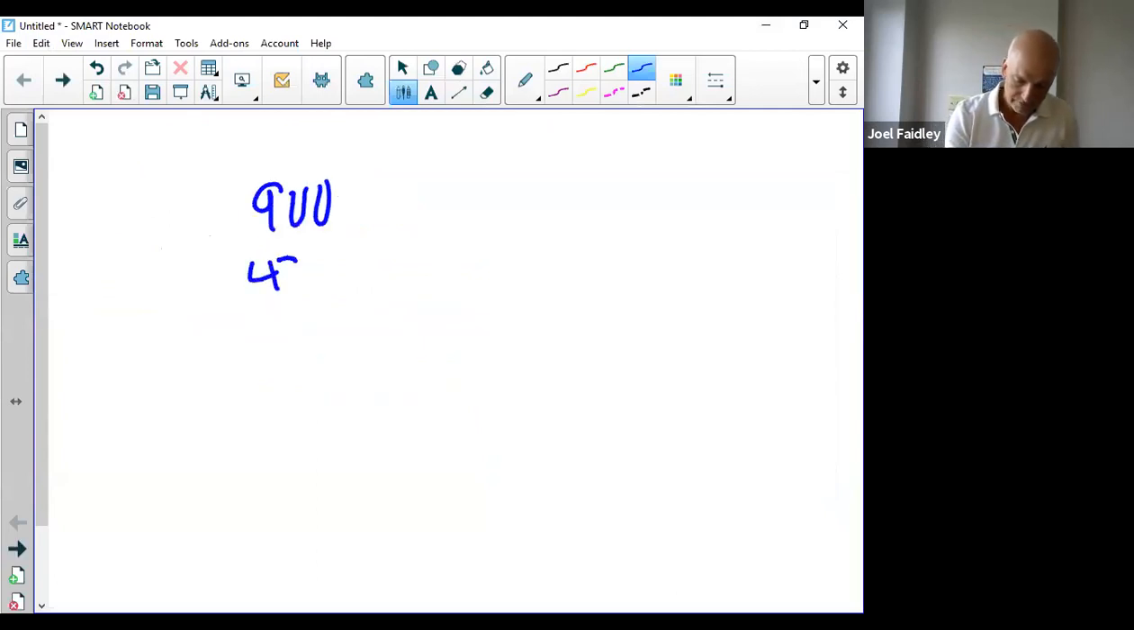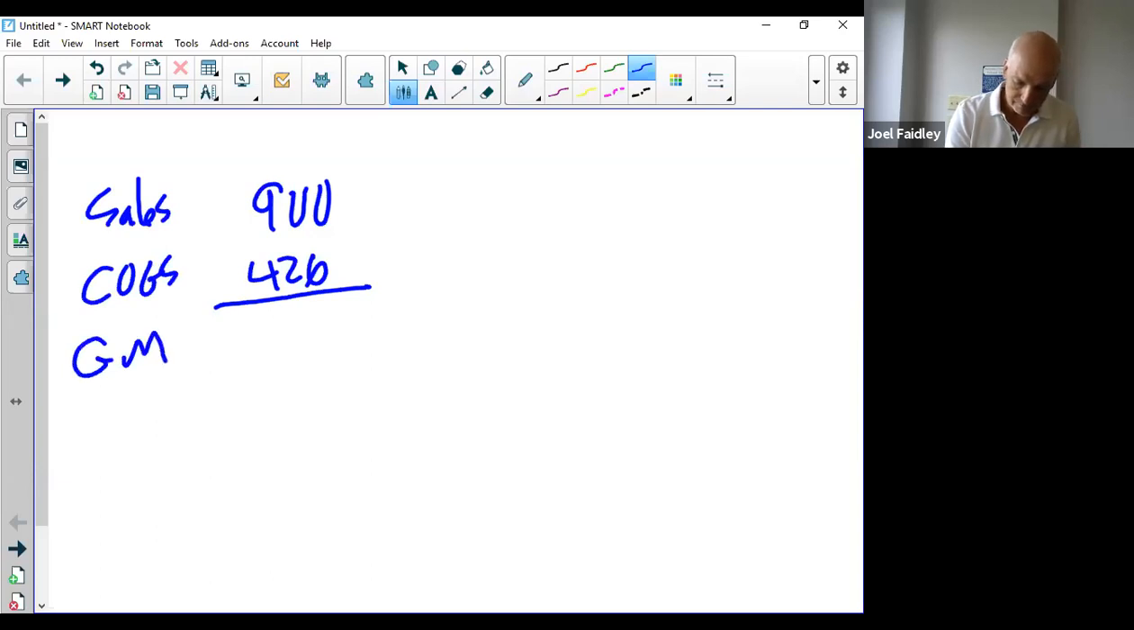$900 minus 426, sales minus COGS. So that gives me my gross margin, doesn't it? Was that 474? You didn't have to do that for this problem, but it always helps to try to tie in cost accounting managerial with what you're learning here in financial. All right.